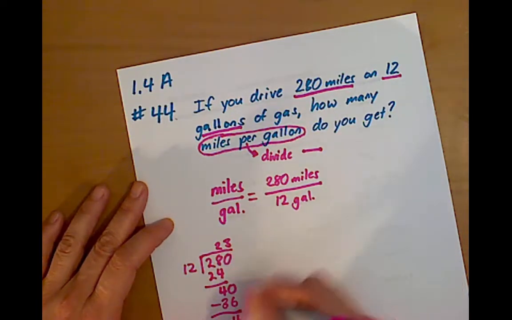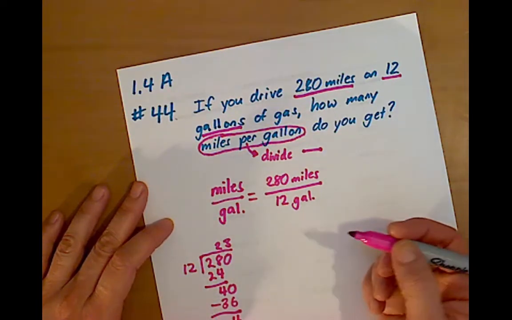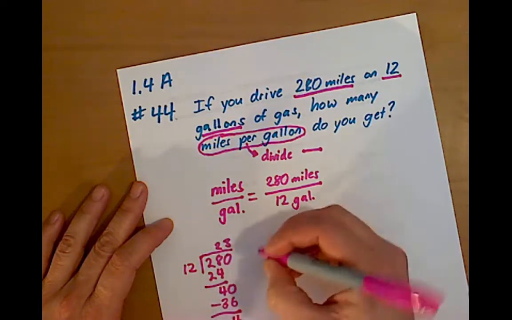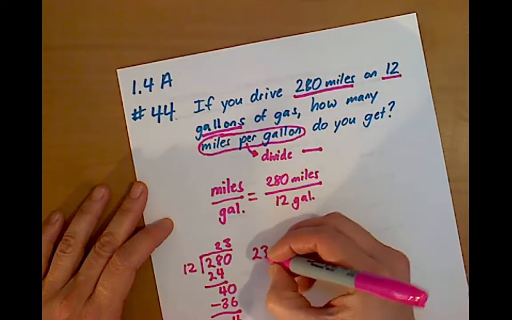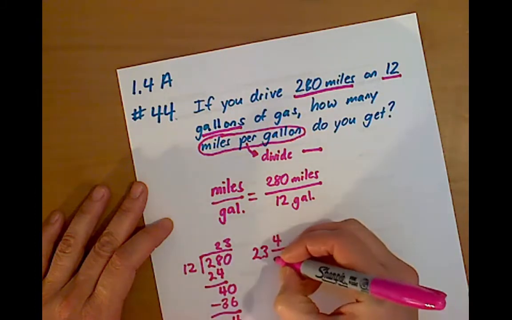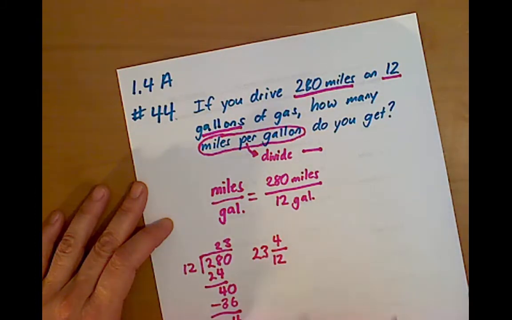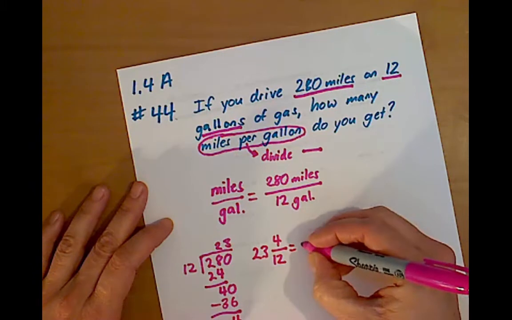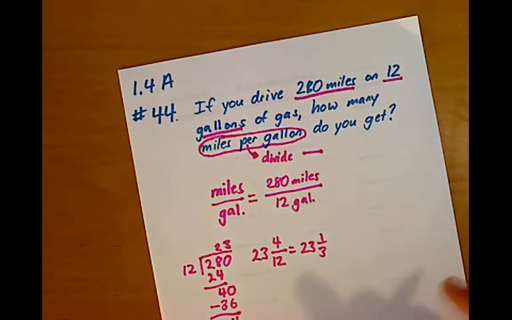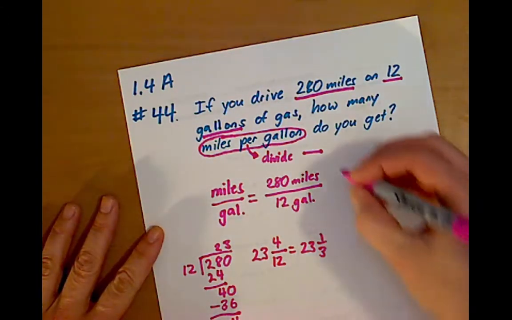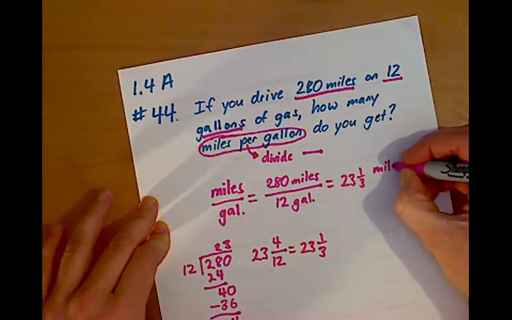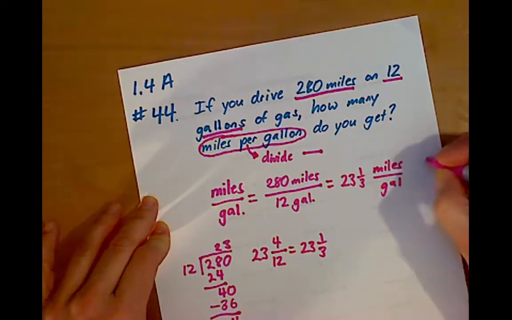So instead of writing the 0.33333 repeating decimal, you can write it as a fraction by just stopping here and saying 23 is our whole number, and then take this number, put it on the top of the fraction, and this number goes on the bottom. So we have 23 4/12, which can be simplified into 23 1/3. Okay, so that is our answer right here, 23 1/3 miles per gallon.